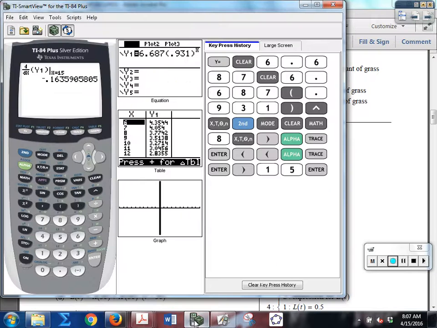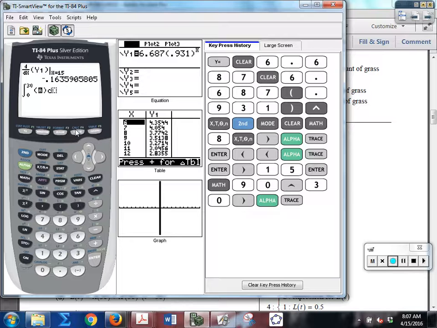So let's do that. Let's do the integral. Oh, I didn't divide by 30 yet, but that's okay. 0 to 30 of the function. Okay, so this divided by 30 is my average amount. So here's my average value of what was in there. Nope, sorry.